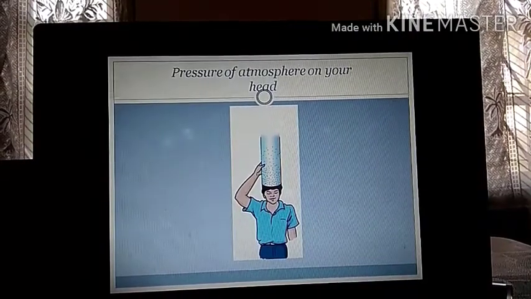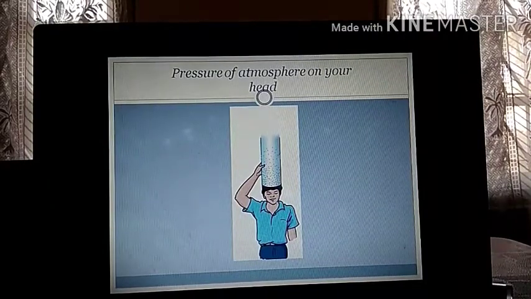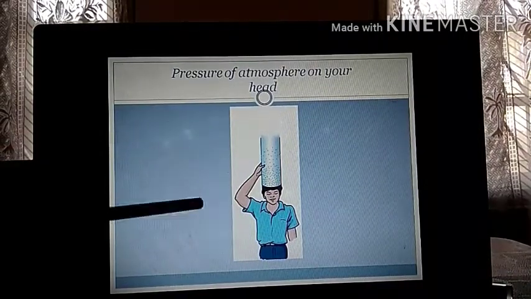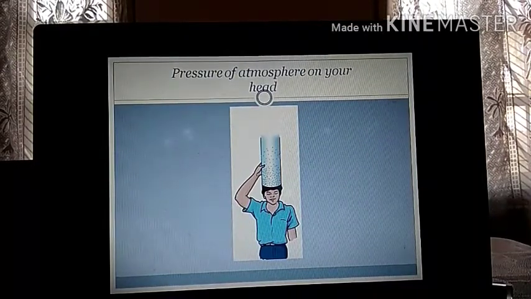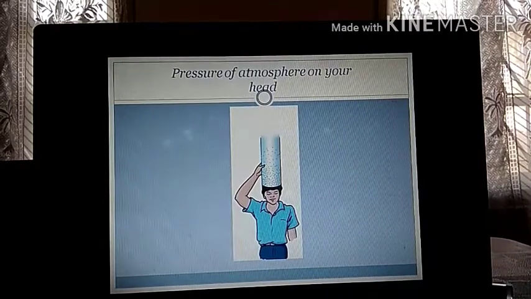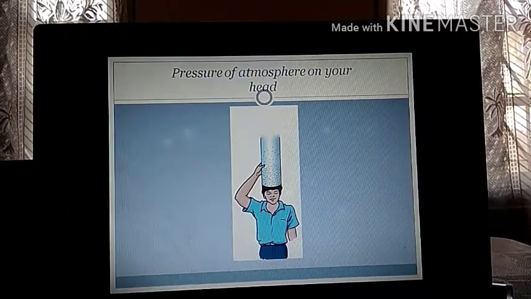So -2 plus 2 will be equal to what? 0. Okay, it cancels the effect of each other. Okay, -2 plus 2, we cancel it and we get 0, right? So if the magnitude is the same, so definitely it will cancel each other and we get 0. Okay, so we are not able to feel the atmospheric pressure. Okay, I hope it is clear to everyone. So we have completed the explanation of this chapter.